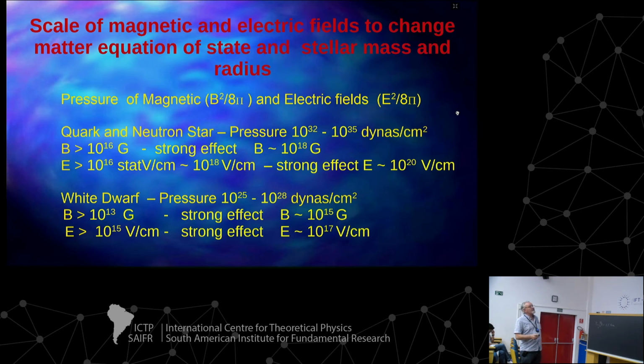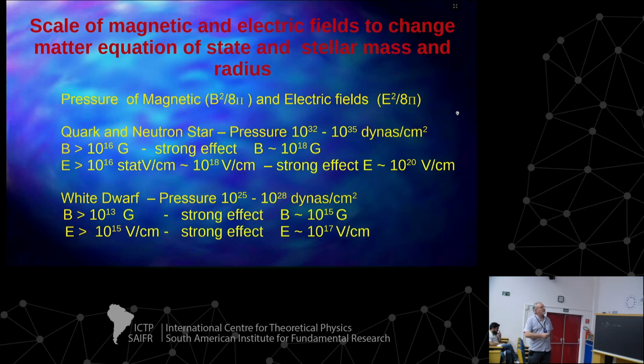Okay? So here is the scale, because this is the pressure of a neutron star, 10 to 32, 10 to 35. The magnetic energy in CGS, because this is what I'm going to use, is B squared over 8 pi. In fact, Gauss squared is dynes per centimeter squared. Put 10 to 16, squared 10 to 32, divide by 8 pi, it's 10 to 31. So 10 to 16 implies a pressure of 10 to 31. So no way, zero pressure.